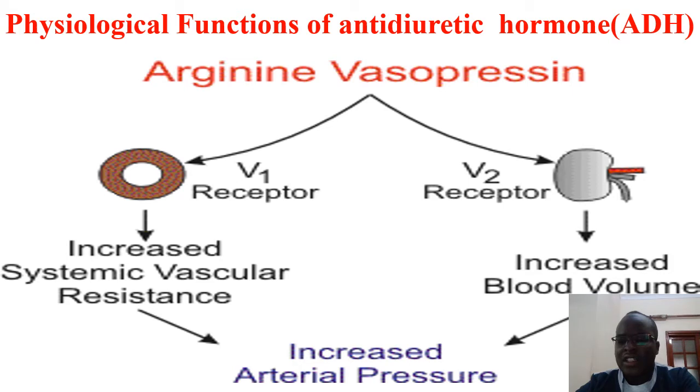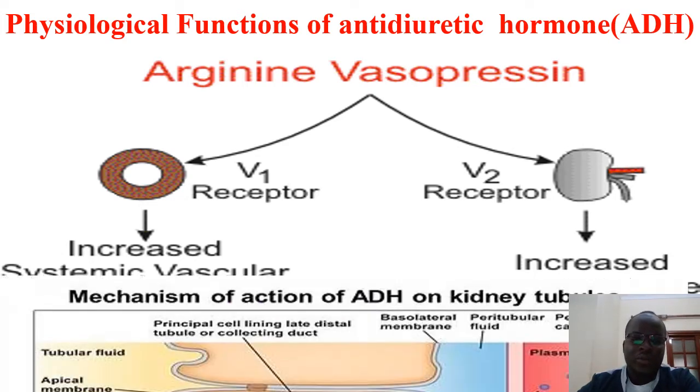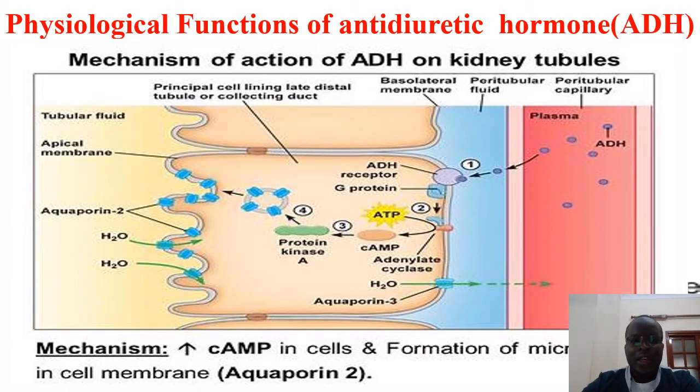Once you have an increase in the blood volume, there will be an increase in arterial pressure as well. If the blood volume is increasing, the blood pressure is also going to increase because the plasma volume is increasing. That will have an effect on arterial blood pressure as well. This is the actual mechanism of ADH on the kidney nephron, which I've already explained.